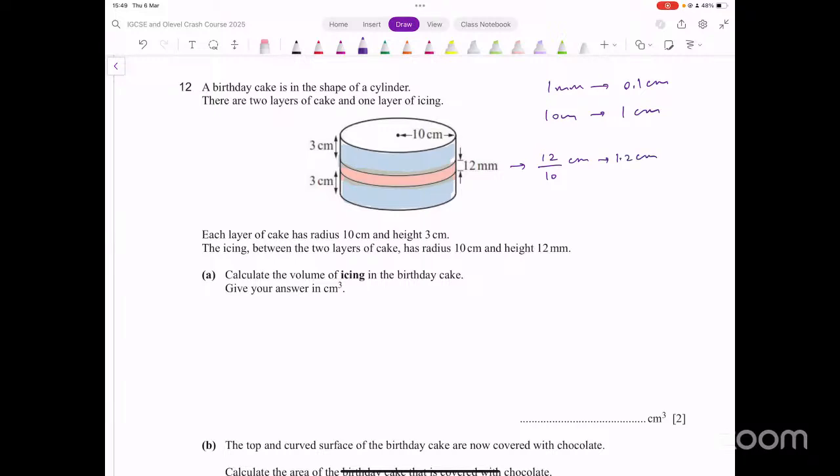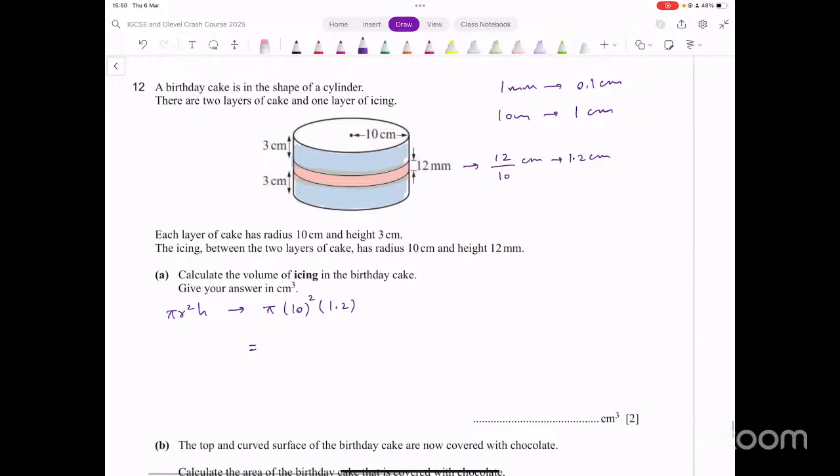Okay, that's the height. What's the volume of icing? It's a cylindrical shape, right? What's the volume of a cylinder given by? It's pi r squared h. Just input values in that. Pi into r, radius is 10, squared, into h, which is 1.2. And that's it. That should give us the result.